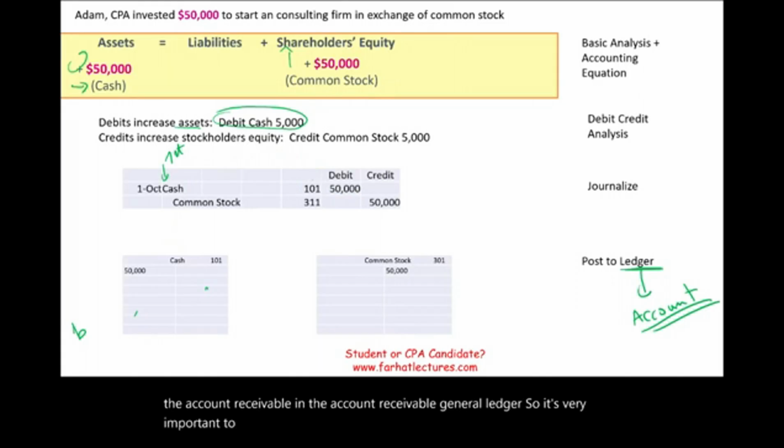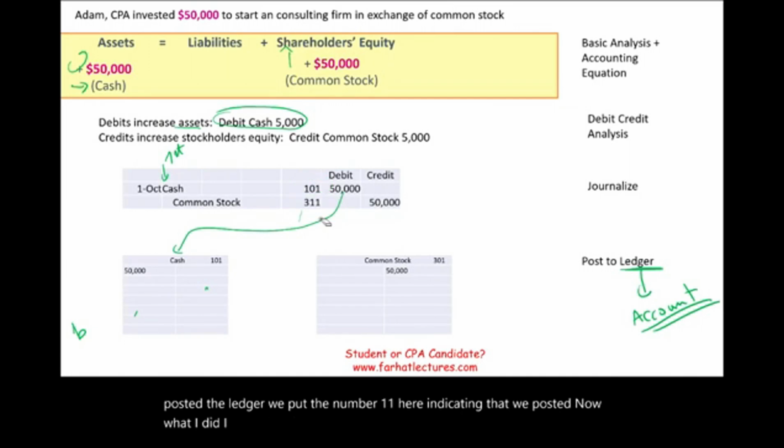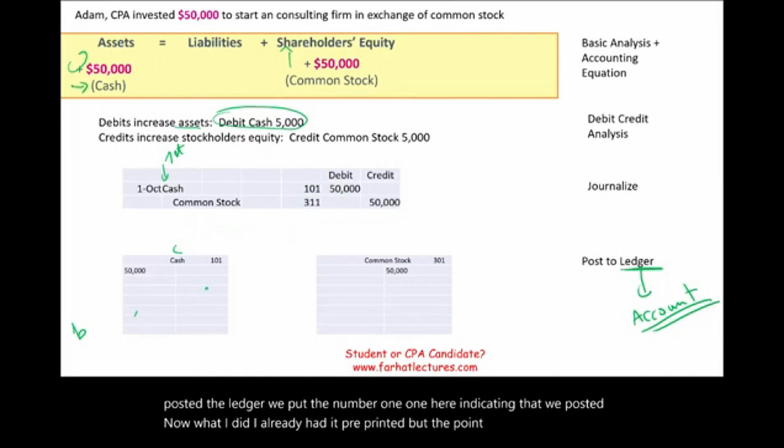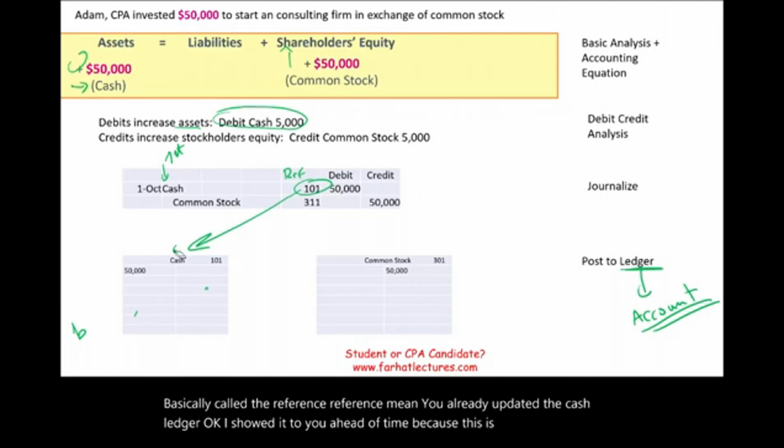Now, why is this number sitting here, 101? After we post to the ledger, we put the number 101 here, indicating that we posted. I already had it pre-printed, but the point is, this is called the reference. Reference means you already updated the cash ledger. I showed it to you ahead of time because this is not really a bookkeeping course. Just wanted to show you that it's already been posted.